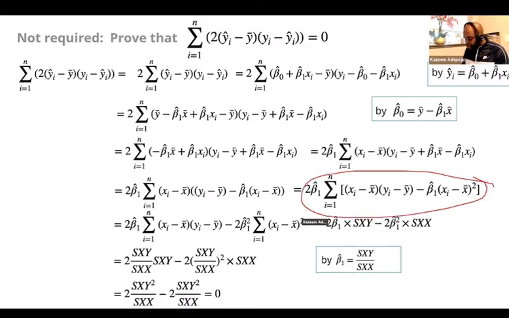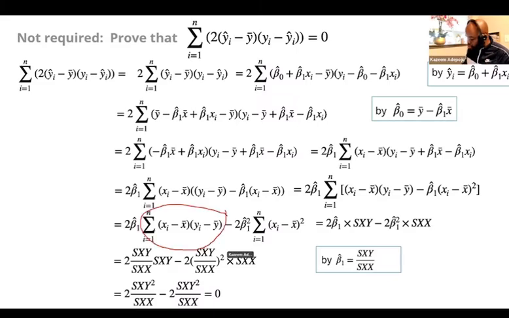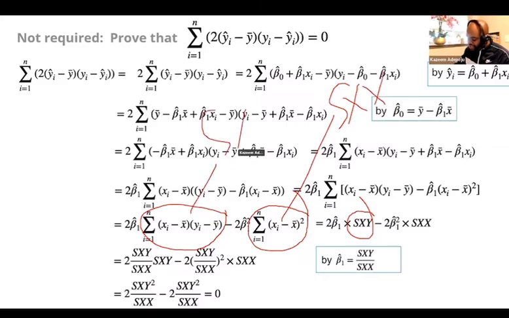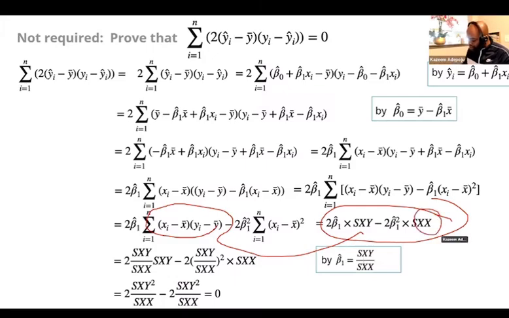Now, the next thing that we are going to do, we are here now. The whole of this guy is what we call the sum of square products. The whole of this guy is what we call SXX, and this guy is SXY. Take a look at that. That is why I'm writing here that this guy represents the whole of that, and this guy represents the whole of that.